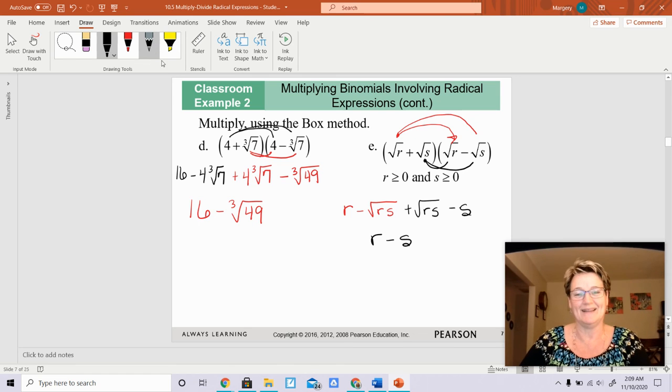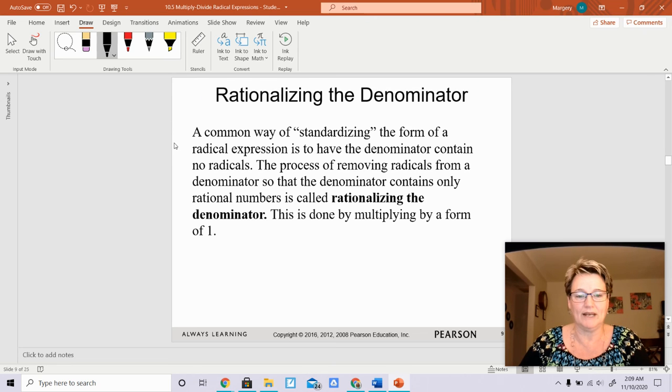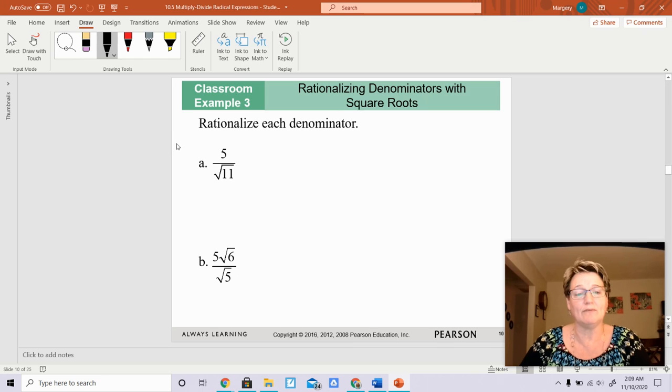That's it on that one. All right. This is considered rationalizing the denominators. You're never allowed to have a radical in the denominator. So if you are, you've got to get rid of it. So on letter A, in order to get rid of the square root of 11, I'm going to multiply the top and bottom by the square root of 11.